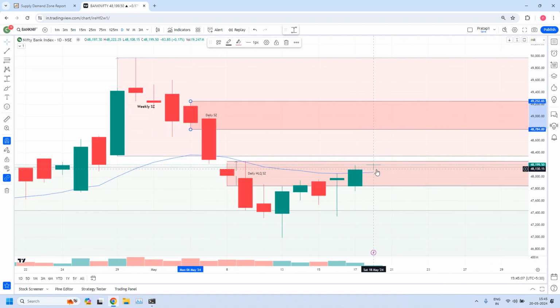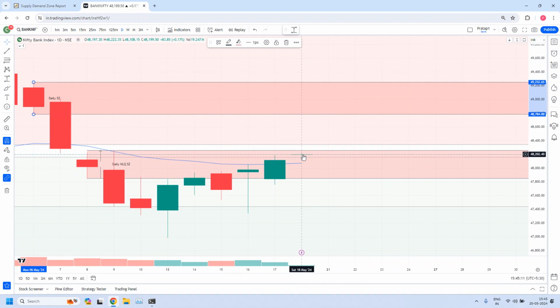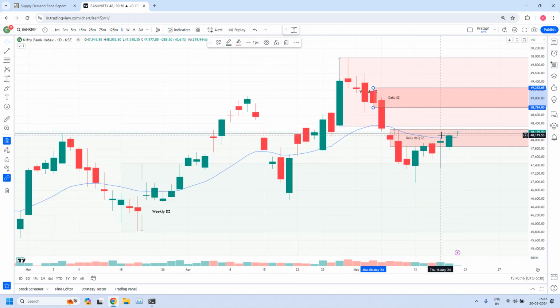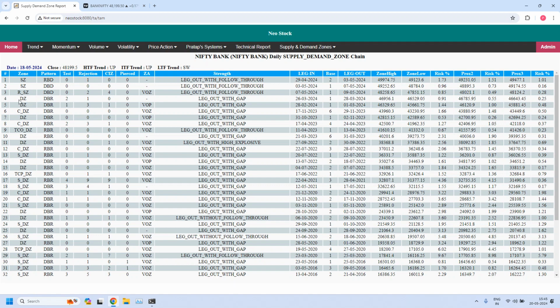So on last Saturday, the special trading session, prices came near to the digital line, not very near, but near to the digital line. Let us see what will happen in tomorrow's trading. And what about the demand zone? The immediately available demand zone is already tested 2 times.